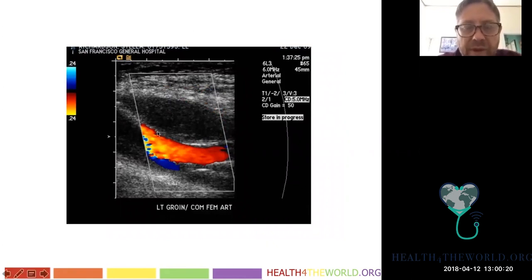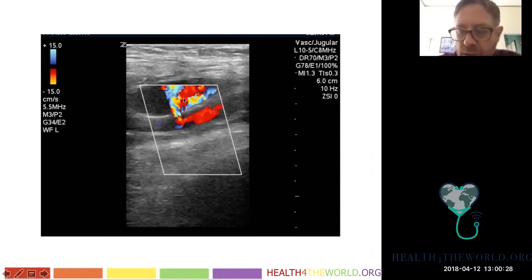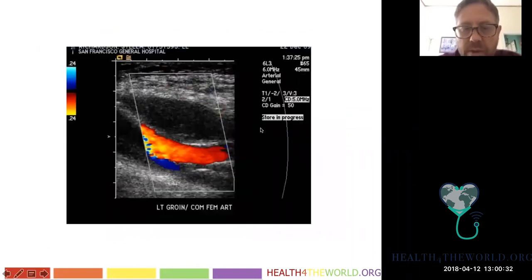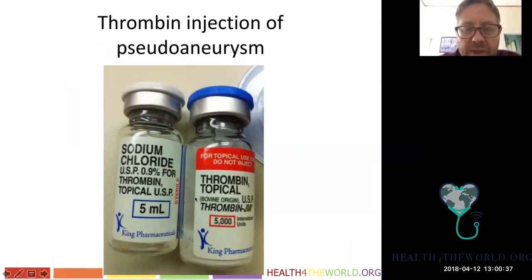This is color flow showing no flow in there. The reason there's no flow is because the pseudoaneurysm, which was identified here, confirmed here, and initially suspected here, was treated with thrombin. We typically use thrombin injected through a skinny needle. Just a few hundred units we'll usually do.